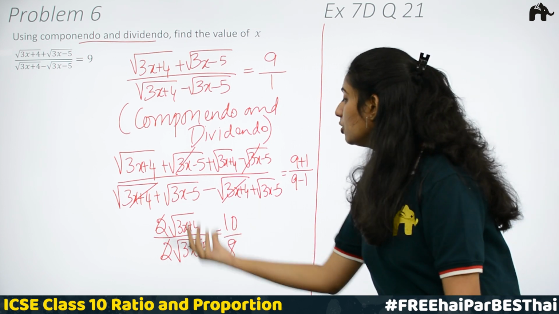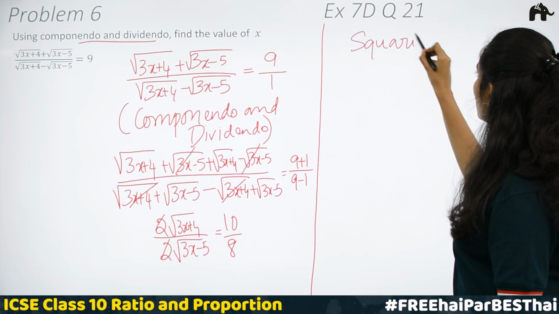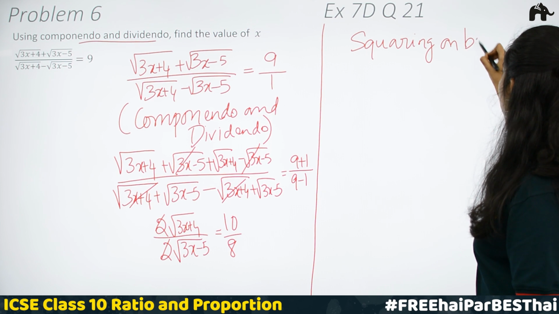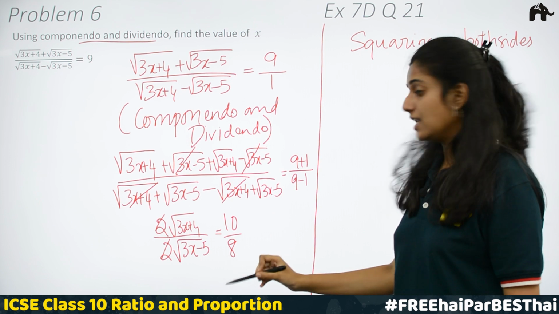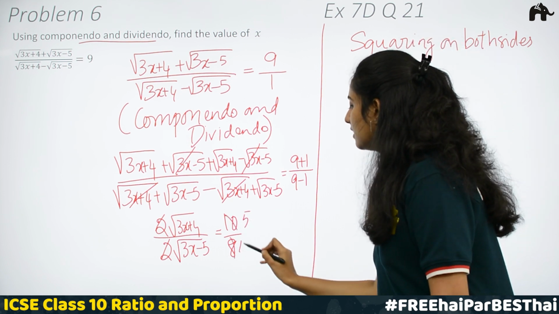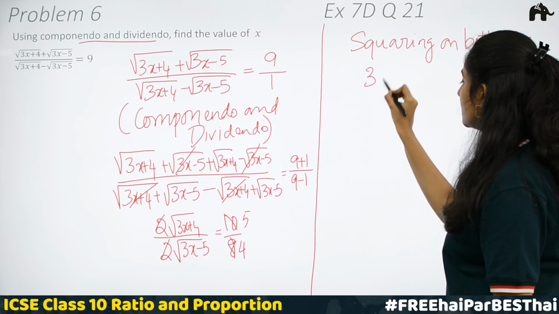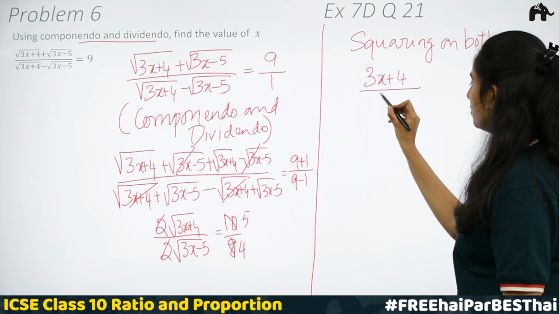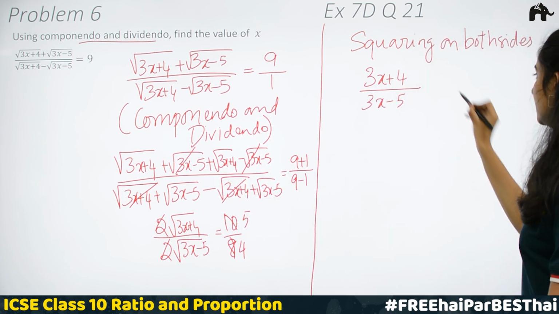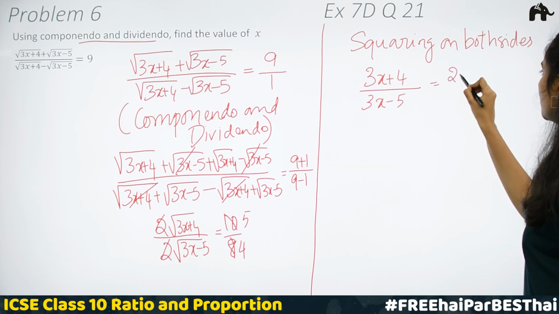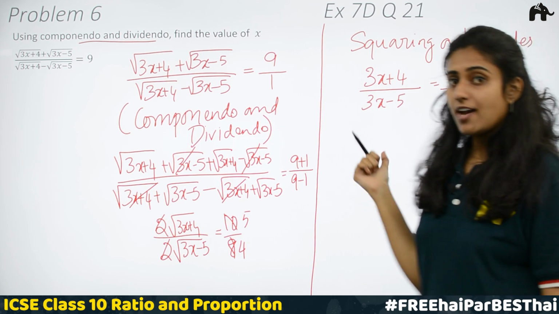Okay. Now I am going to square on both sides. Squaring on both sides. Here we have 10 by 8. This can be written as 5 by 4, right? Just cancelling, we get 5 by 4. Squaring on both sides, we get 3x plus 4 divided by 3x minus 5. On squaring, this root and square get cancelled. Is equal to 5 square, 25 divided by 4 square, 16. We need to find the value of x.